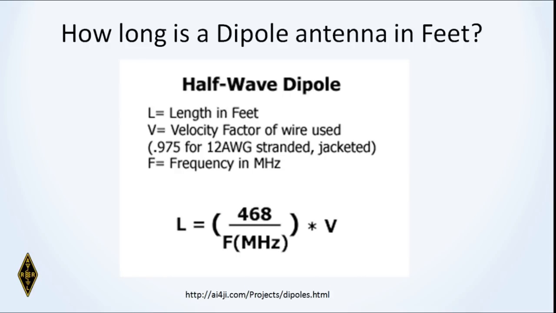Now, that is assuming solid conductor wire. When you go to stranded wire, it goes a little shorter. And when you go with insulated stranded wire, it goes a little shorter still. That's because of a velocity factor. So that's what that V is up there. That's the correction factor. So here they're saying 12 gauge, stranded, jacketed. So it's going to be slightly shorter than the basic formula.